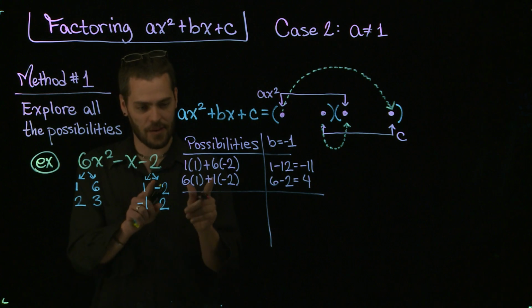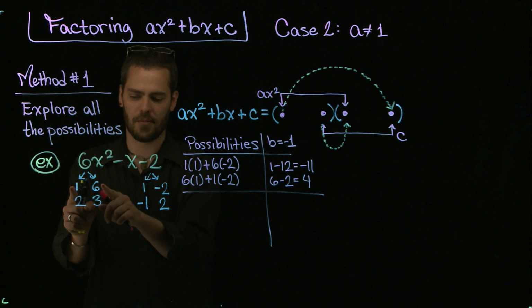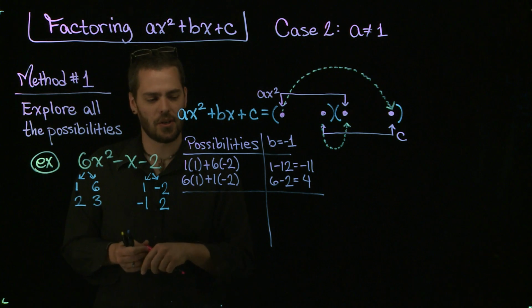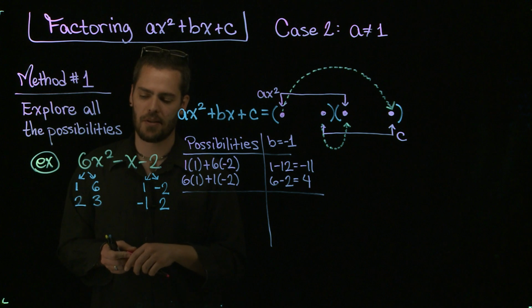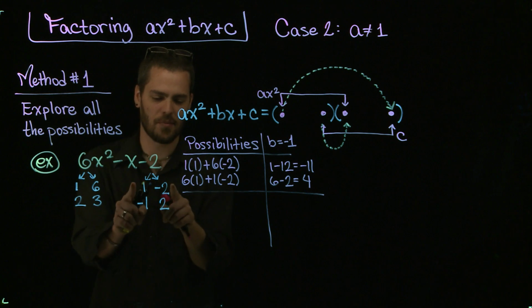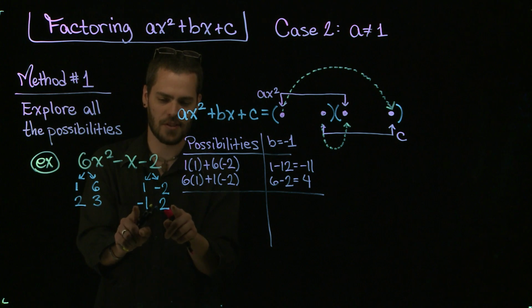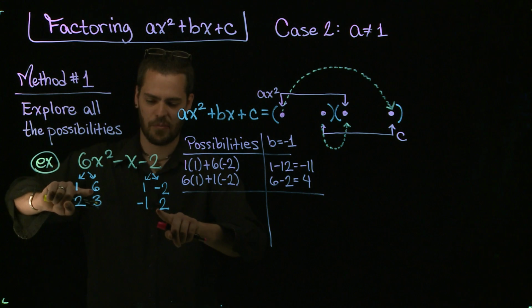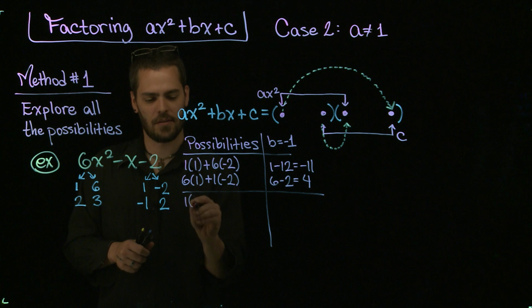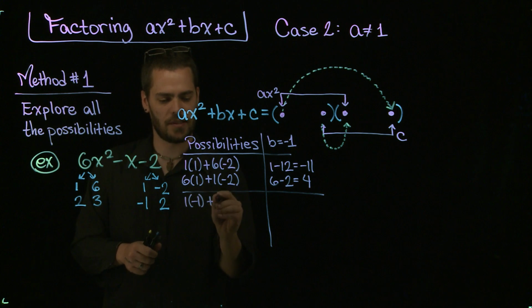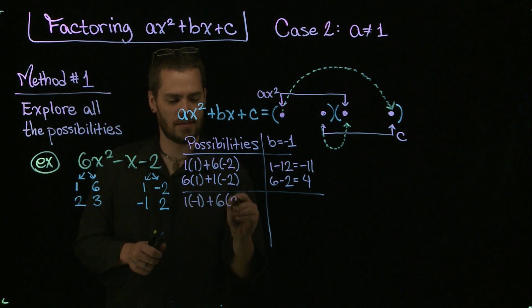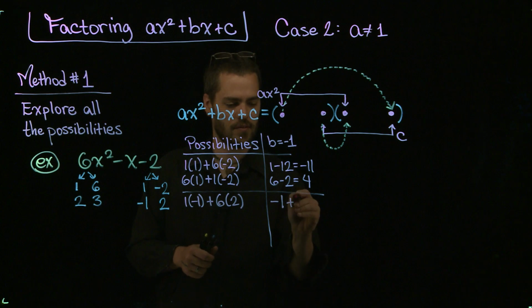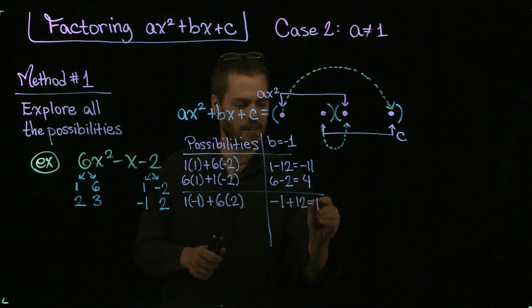I have now explored the two options that come from choosing the first pair of numbers here and the first pair of numbers here. So for my next set of possibilities, I'm still going to stick with the 1 and the 6, but I'm going to move down to the negative 1 and 2 here. Just like this: 1 times negative 1 plus 6 times 2, and that gives me negative 1 plus 12, which is 11.